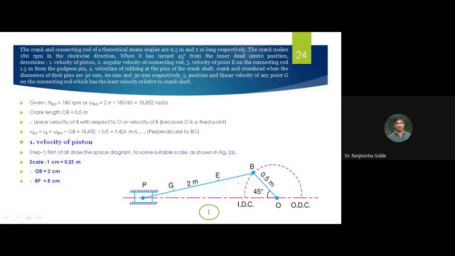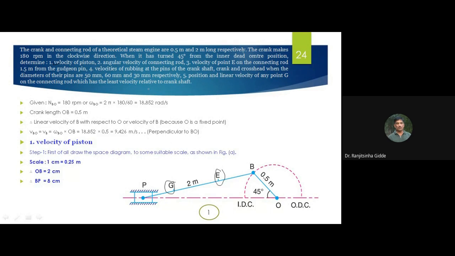So then with respect to this, velocity of piston, angular velocity of connecting rod, then velocity of point E. So they have determined the position of this E and determined the position of G.